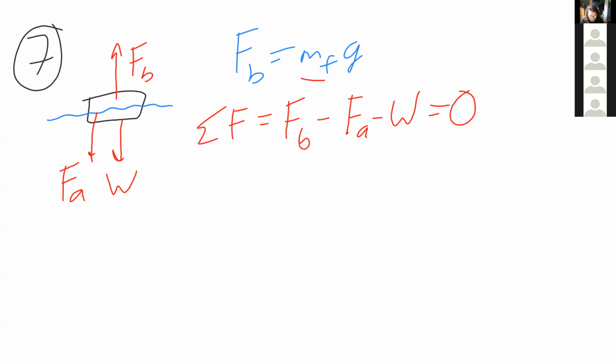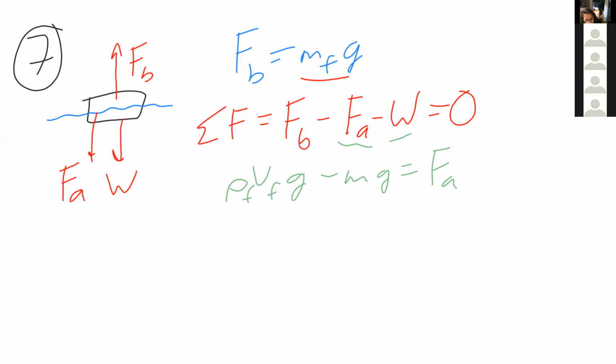And we have our buoyant force. Remember, buoyant force is mass of the fluid times gravity, which we've said is going to be density of the fluid times the volume of the fluid times gravity. And then we have the apparent weight. Since we want to solve for the apparent weight, I'm going to move it over to the right-hand side. So I'm just going to be left with my buoyant force minus mg. This will be equal to the apparent weight.